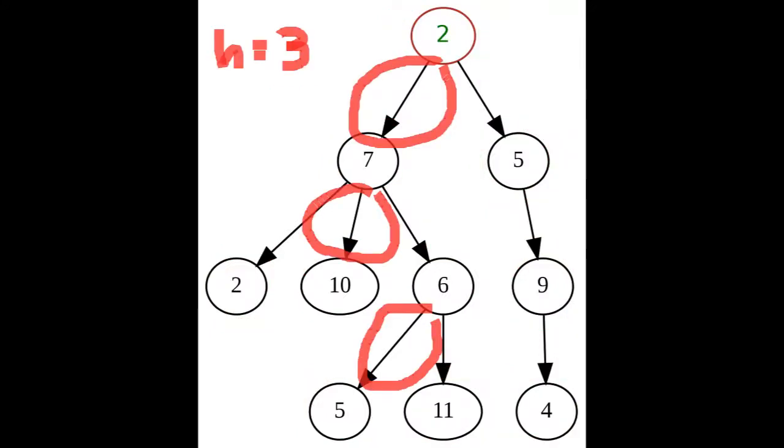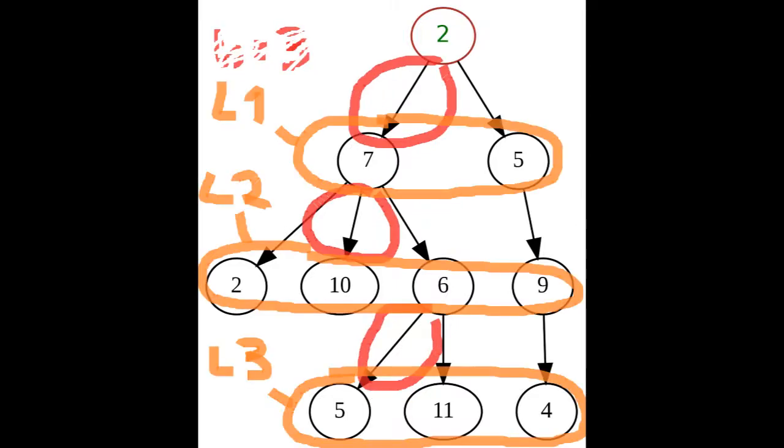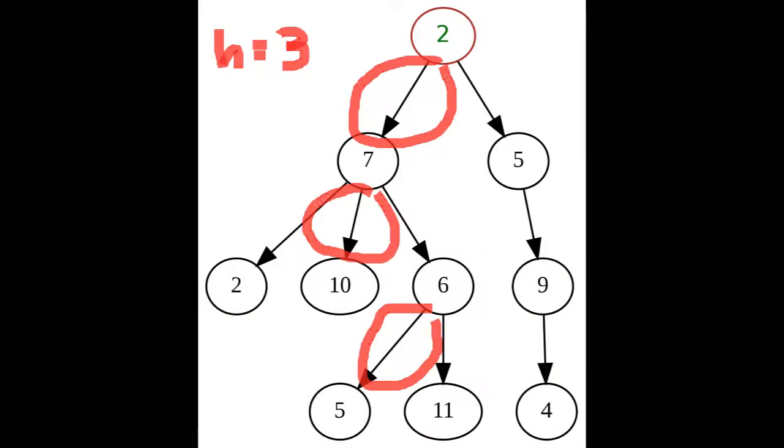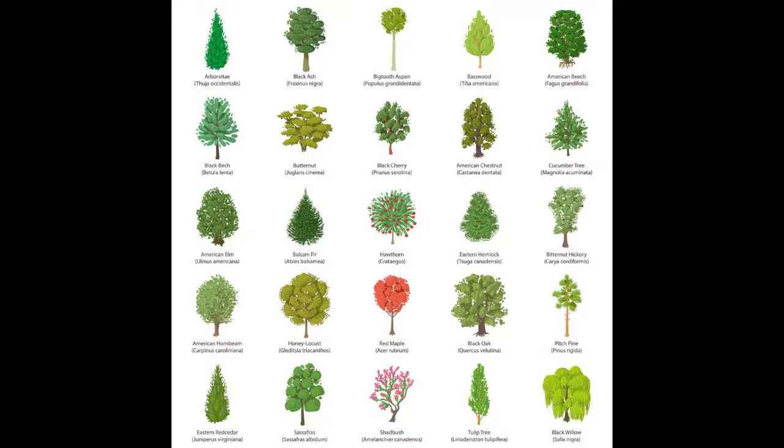Height is the number of edges from the root node to the deepest leaf, and depth is the number of edges from a certain node to the root. Levels represent each generation of nodes, and the height of the tree is simply the height of the root node. Also, a forest is a group of unjoined trees, though it wouldn't be much of a forest if there isn't any diversity or distinction between the species of trees, right?